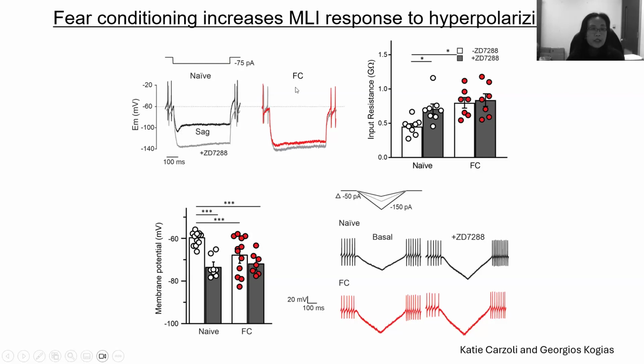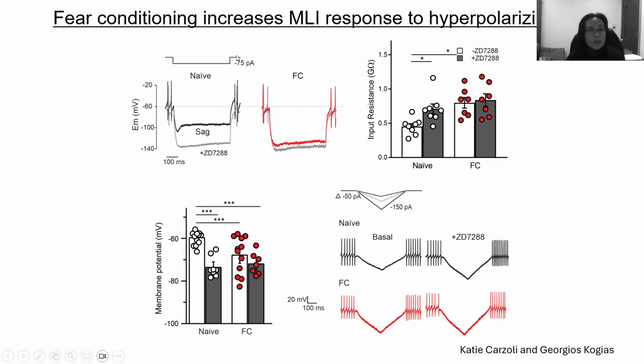After fear conditioning, the change in membrane potential in response to hyperpolarization is more like control with ZD. That is, it causes a greater hyperpolarization, and the ZD has no effect. And importantly, this sag actually disappears.